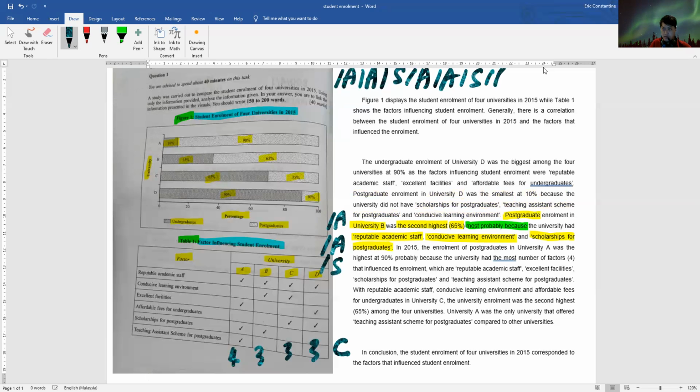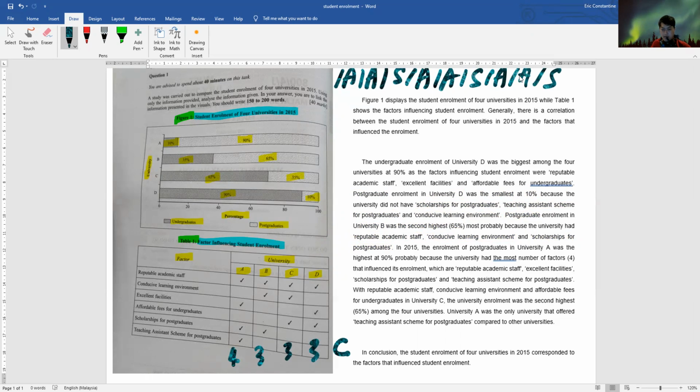All right, so I just put it here, 1A, 1A, 1A, 1S. So very straightforward. So far so good. So let's move on to the next one.